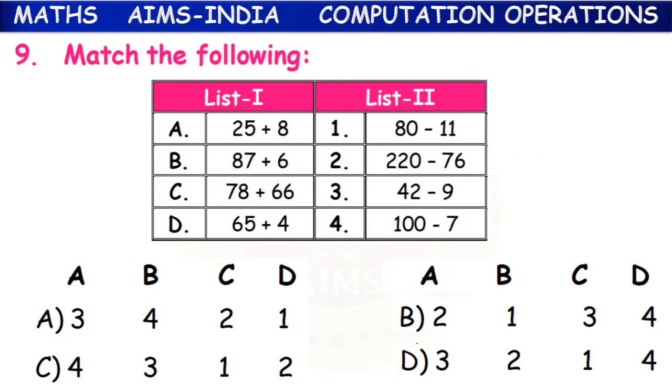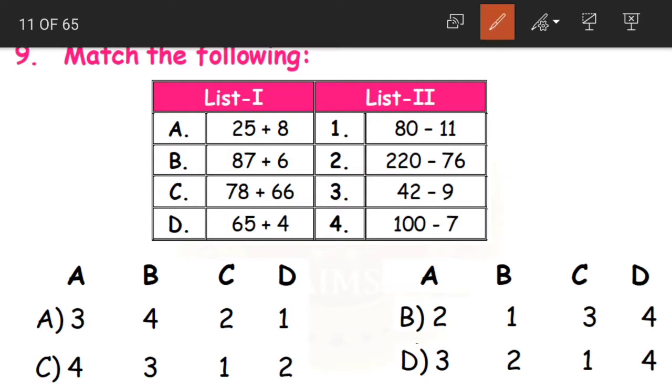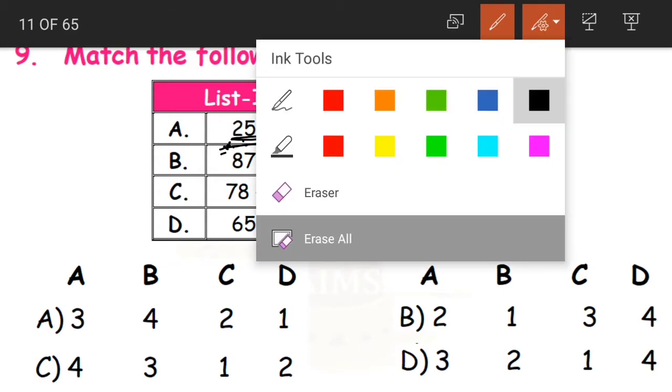Coming to question number 9. Match the following. Now here we are having two lists, list 1 and list 2. Now we should find out the value of these two terms here. We should find out the sum and then match it with the same difference.